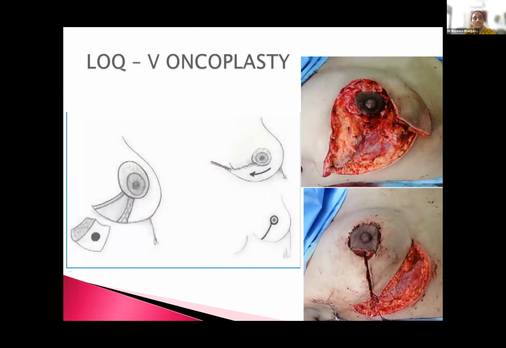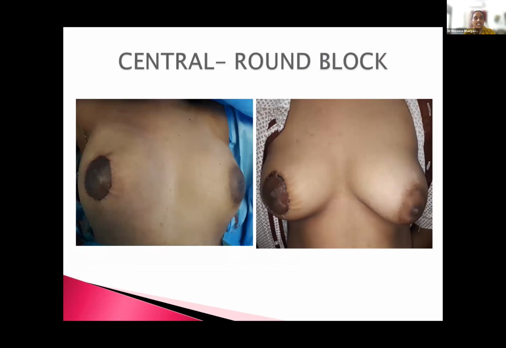For the lower outer quadrant and lower inner quadrant, very similar to the J oncoplasty, we have the V oncoplasty, where again the nipple is reapproximated and the tissue after excision is reapproximated, giving rise to good cosmesis. For central tumors, there is the round block, which can be used for almost all clocks, which is when the tumor is close to the areola.